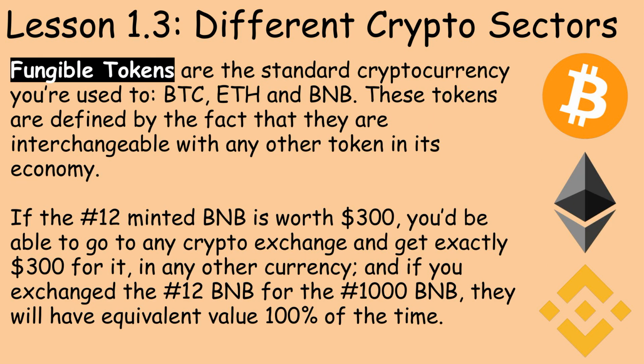Those are the Bitcoins, Ethereums, BNBs, etc. These tokens are defined by the fact that they are interchangeable with any other token in its economy. So for example, if the number 12 minted BNB is worth $300 today, you'd be able to go to any crypto exchange and get exactly $300 for it in any other cryptocurrency. And if you exchange the number 12 minted BNB for the number 1000 minted BNB, they have the equivalent value 100% of the time, with zero exceptions to that.